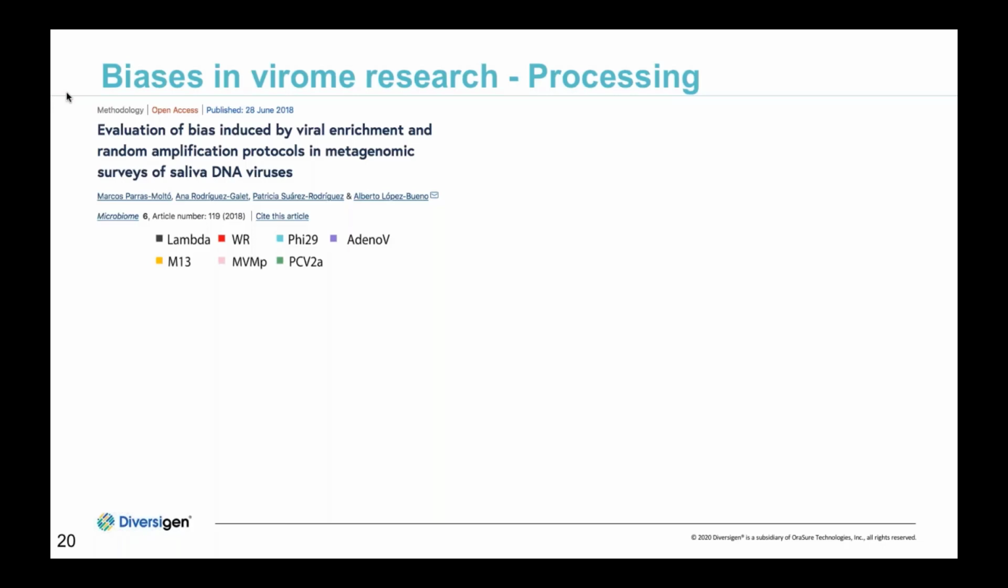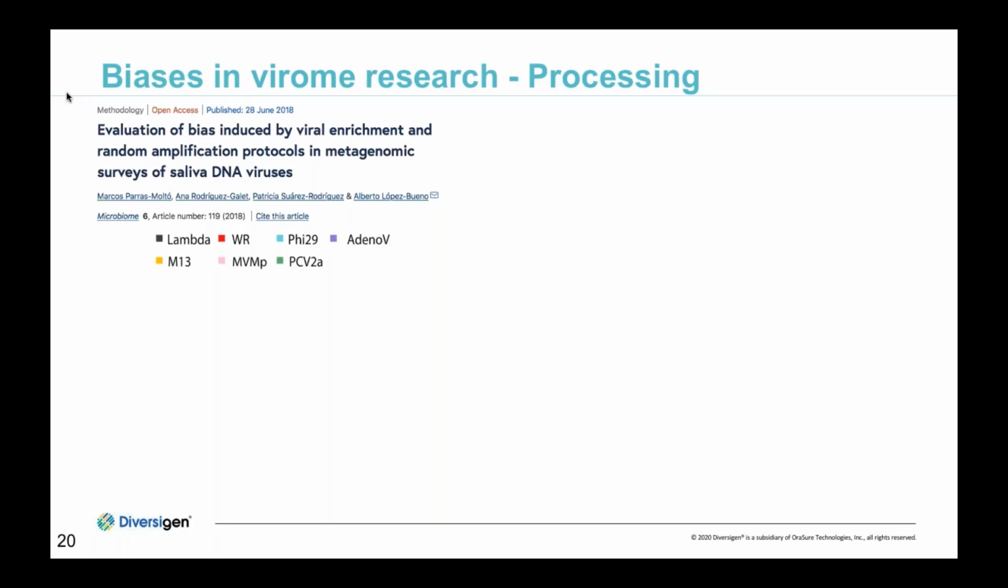The authors first created a virome community composed of 7 DNA viruses, including bacteriophage lambda, here shown in black, the vaccinia WR virus, here shown in red, bacteriophage 529, here shown in light blue, the human adenovirus 5, here shown in purple, bacteriophage M13, here shown in light orange, the mice minute virus P, here shown in pink, and the porcine circovirus, here shown in green.